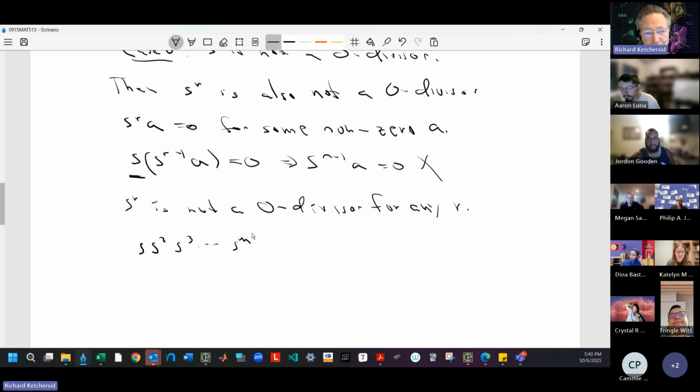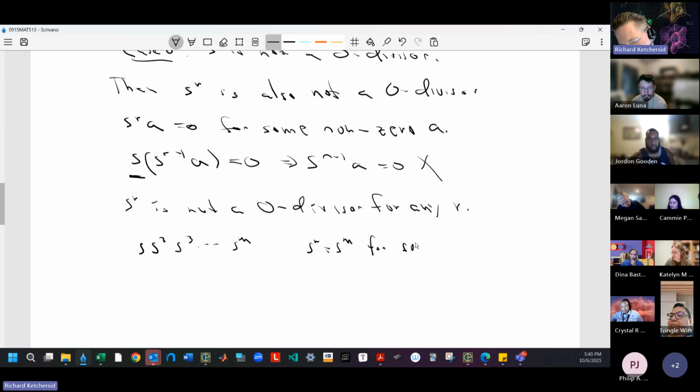Because the set's finite, I can't keep going forever and getting new things. So at some point I have to repeat. So let M be the least thing that repeats. So what I get is S^R equals S^M for some R less than M. Sorry, that's an M.